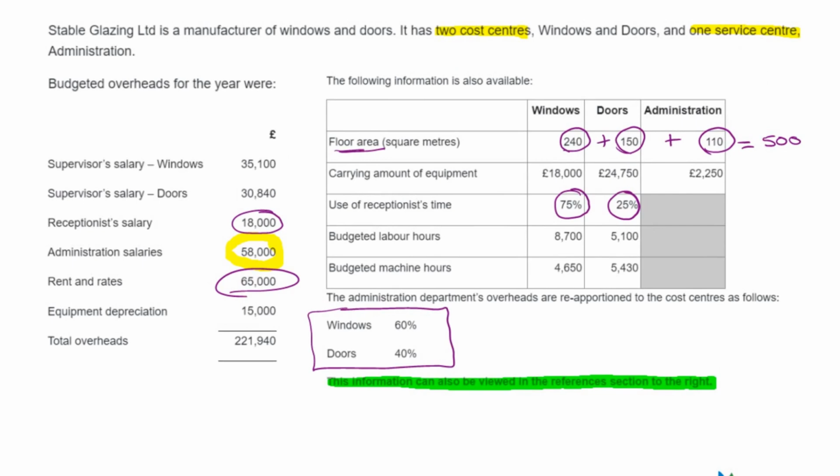our budgeted labour hours for windows is 8,700 and 5,100 for doors. So our labour hours for windows is the most intensive, it's the higher number. Budgeted machine hours for windows is 4,650, but for doors it's 5,430. So that one is the most intensive basis. So we're going to be using labour hours for our windows and machine hours for our doors.